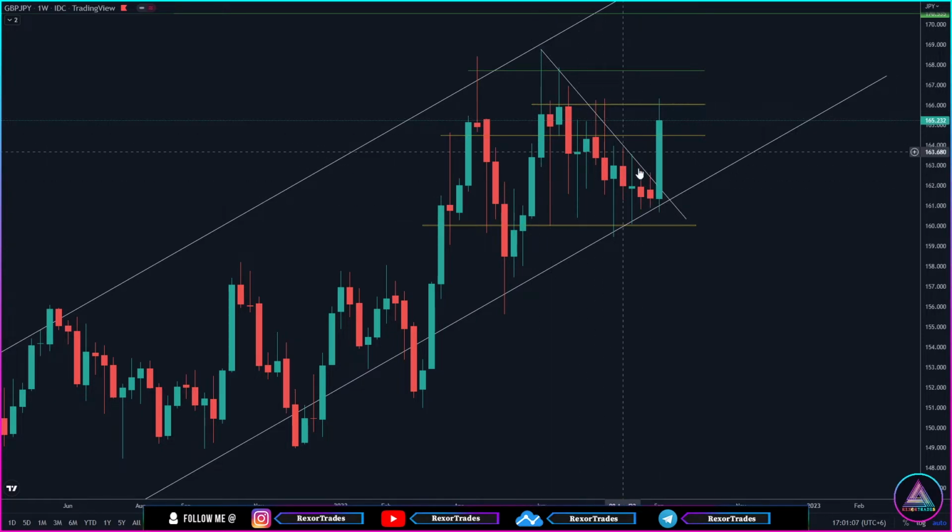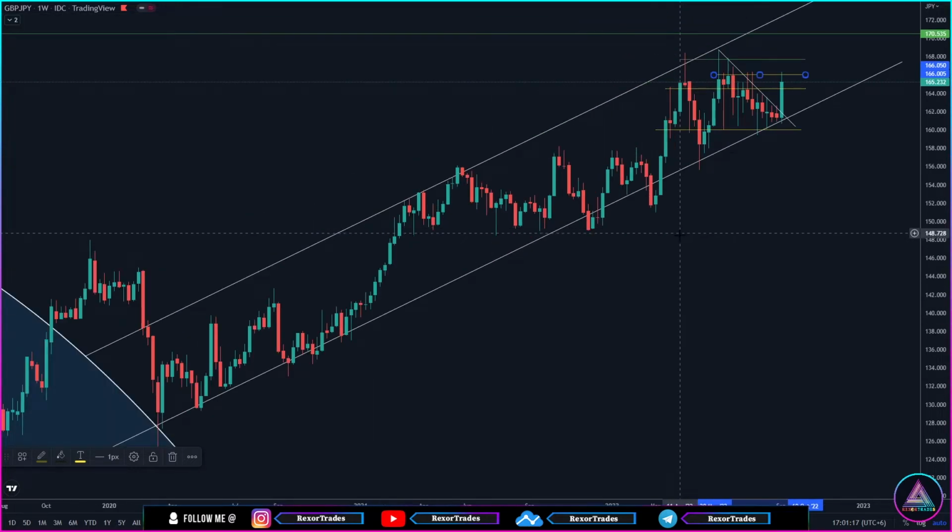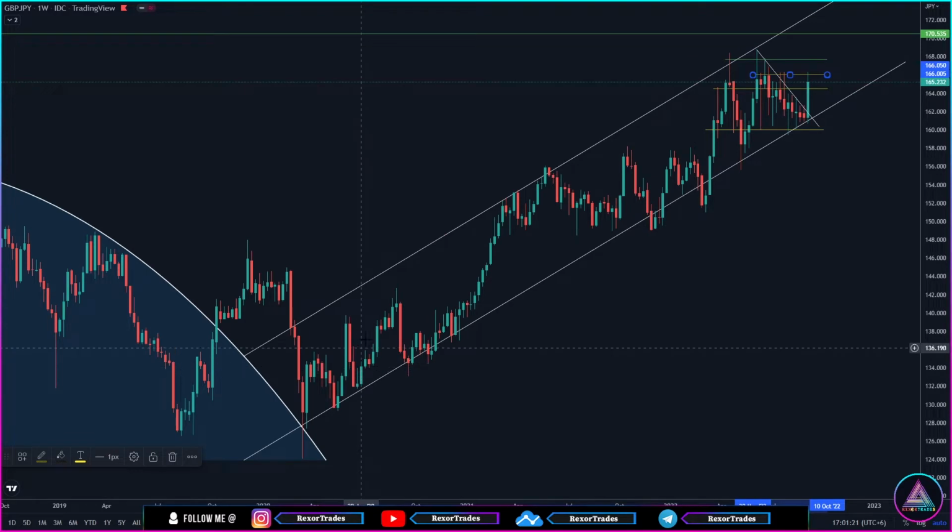It made a breakout of this descending triangle pattern with this bullish engulfing move and came all the way up to make a retest on this major resistance zone with all these highs over here. Now you can also see, if you zoom out, that the move that happened over here is also a continuation move from this uptrend channel that it has been moving in respect to for a really long time.